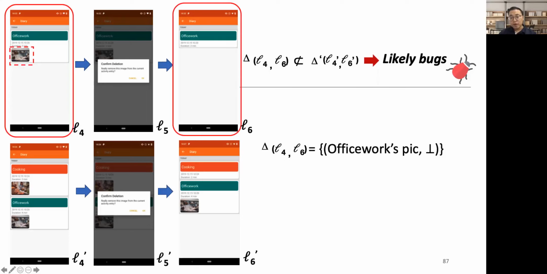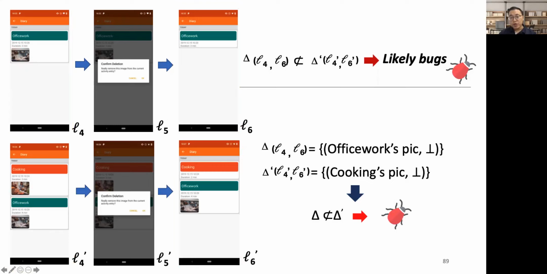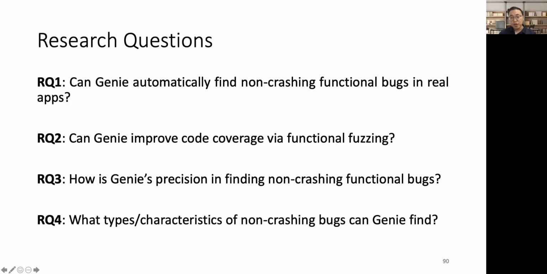In the example bug, we compute the GUI effects between L4 and L6 in the seed test, and the GUI effects between L4 prime and L6 prime in the mutant test. We can see the GUI effect in the seed test is the deletion of office work's picture, while the GUI effect in the mutant test is the deletion of cooking's picture. Obviously, the independent view property is violated. Thus, Genie catches this bug.